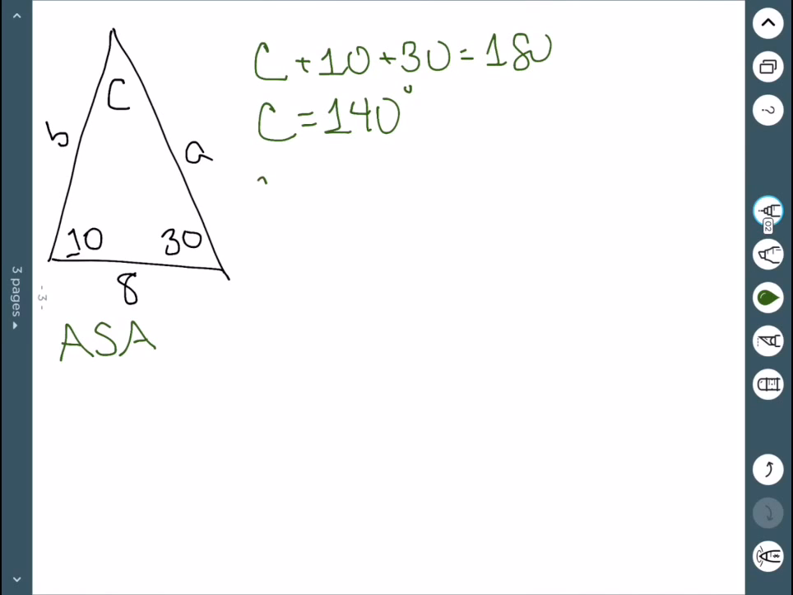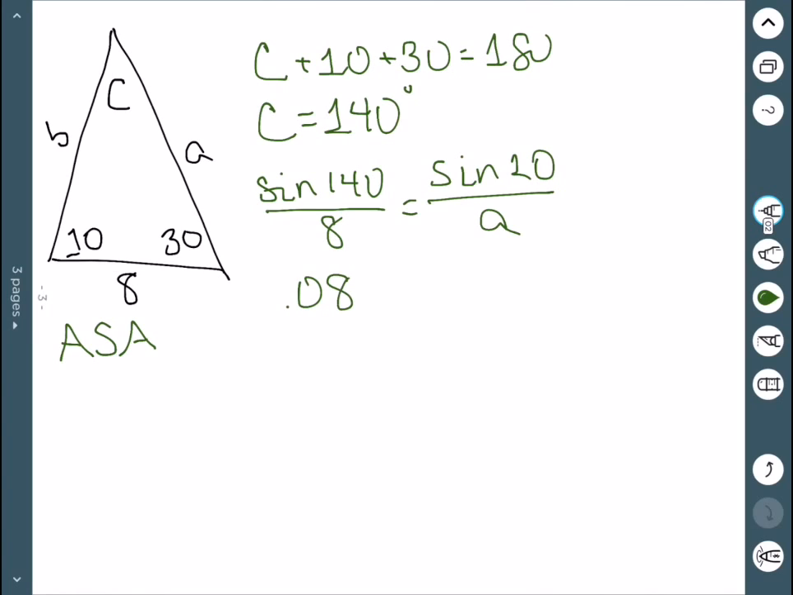I can now use the fact that sine of 140 over 8 is equal to, and we'll start with side A, so sine of 10 over side A. So now we need to start evaluating this. We'll start with sine of 140 divided by 8, which gives us approximately 0.080. On the right-hand side, the sine of 10 is 0.174.